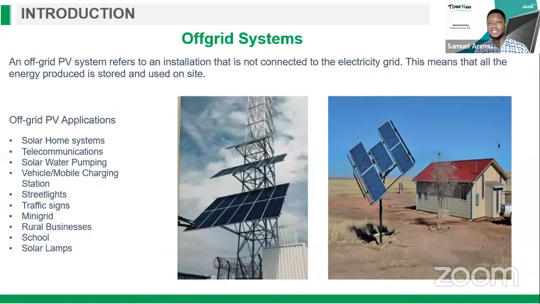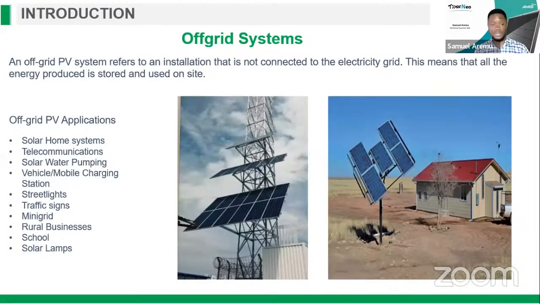So where are these systems applicable? One is solar home systems. In most homes, especially in Africa, or in most rural communities, you see people installing off-grid systems. People that are not connected to the grid also have the mini grid. Mini grid is also a type of off-grid system. In this scenario, there is no main grid, it's just a centralized grid, which is the mini grid.